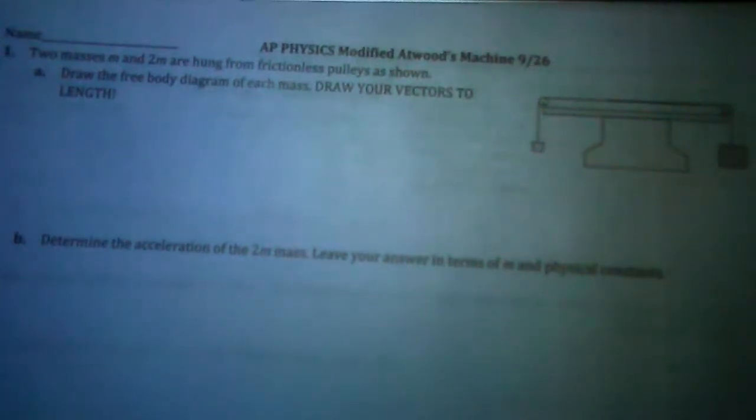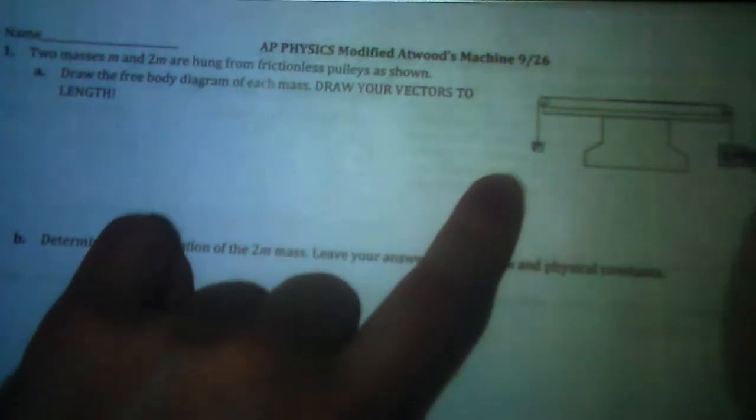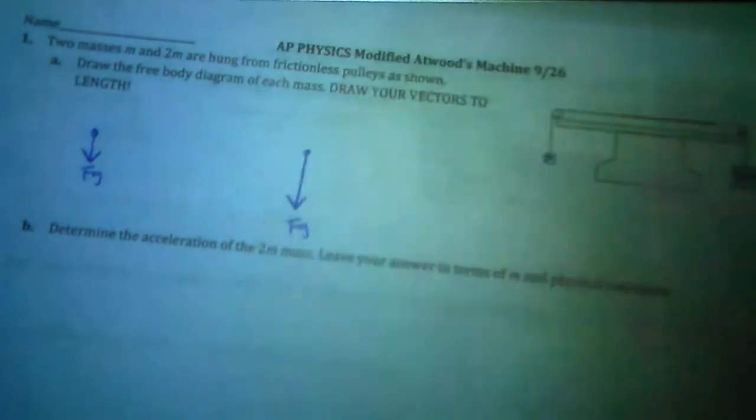At this point, you should have already done part A and B. I'm just going to be going through it quite quickly. So here we've got mass M, this is 2M. We're drawing free-body diagrams for each of them. Of course, they both feel force of gravity, and the 2M is going to feel a greater force of gravity.